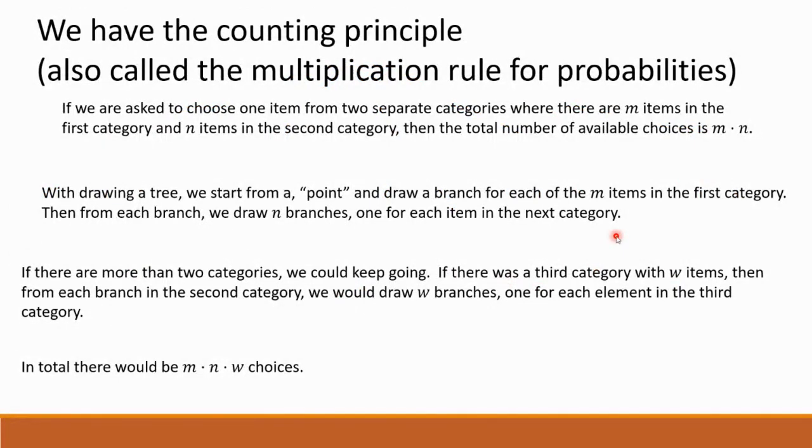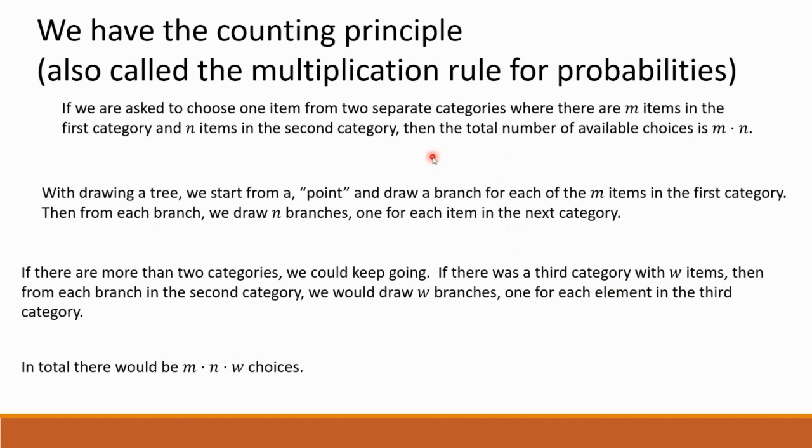That's good. You could actually keep on going with this. If there was a third category, let's say, with w items, and we had to choose something from there as well, then in total there would be m times n times w choices. So basically, you just multiply, is what we're trying to say. That's actually how, from the example with the deck of cards, I got the total number of outcomes, the probabilities, that is. What I did was I multiplied, right?